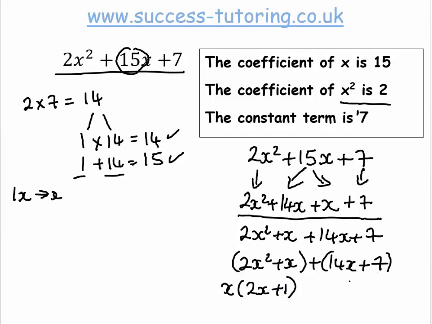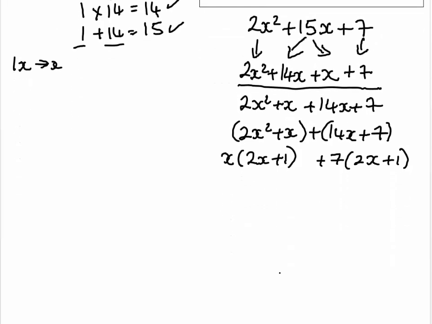With this bracket here, we've got 14x plus 7. 7 is the highest common factor of 14 and 7, so I'm going to take the 7 out, leaving me with 2x plus 1, and that's a positive 7. Now you might be wondering, what do we do? Let's bring that down a bit. We're going to take this x term and this plus 7 term and put that into a bracket of its own. So you're going to have x plus 7.